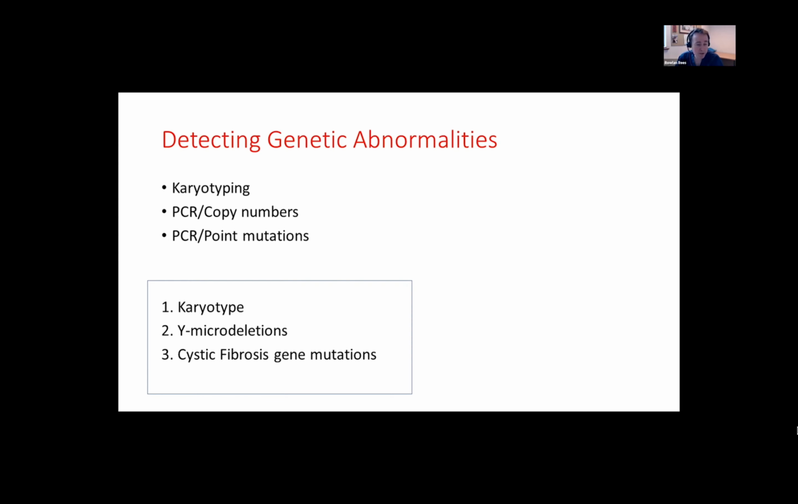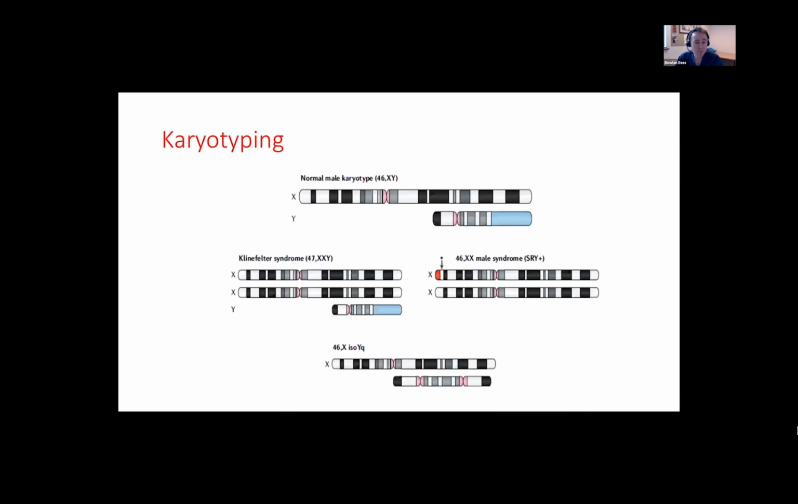In terms of detecting genetic abnormalities, there are essentially three genetic tests that we use for infertile men. They are there in that box on the bottom. First is the karyotype, the XY makeup. Secondly, deletions within the Y chromosome, or so-called Y microdeletions. And then in selected patients, when you cannot feel the vas deferens and there is a possibility on a clinical basis of congenital bilateral absence of the vas deferens, the cystic fibrosis gene point mutations.